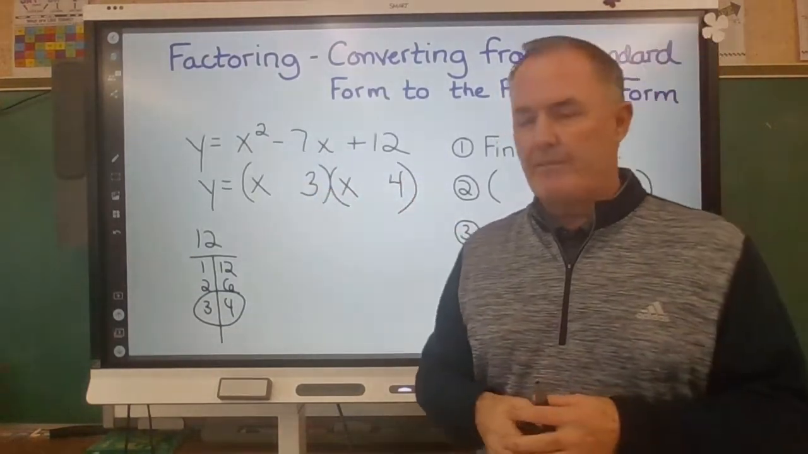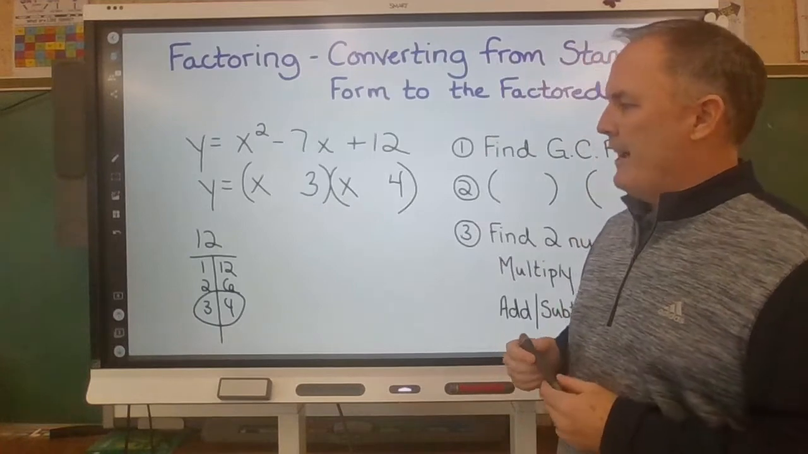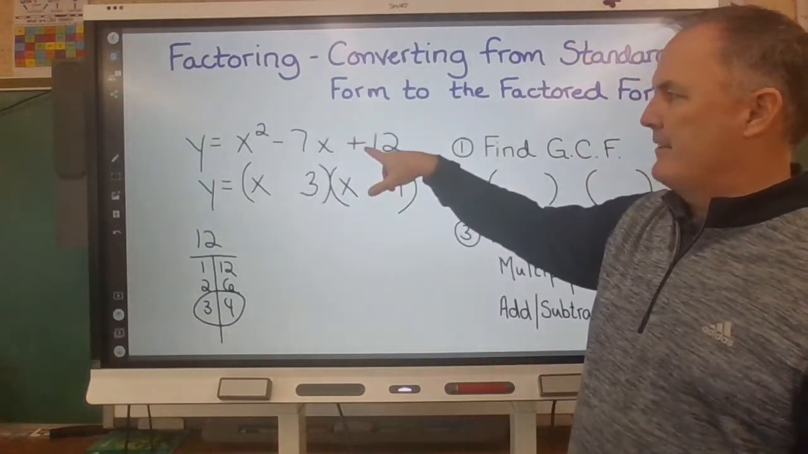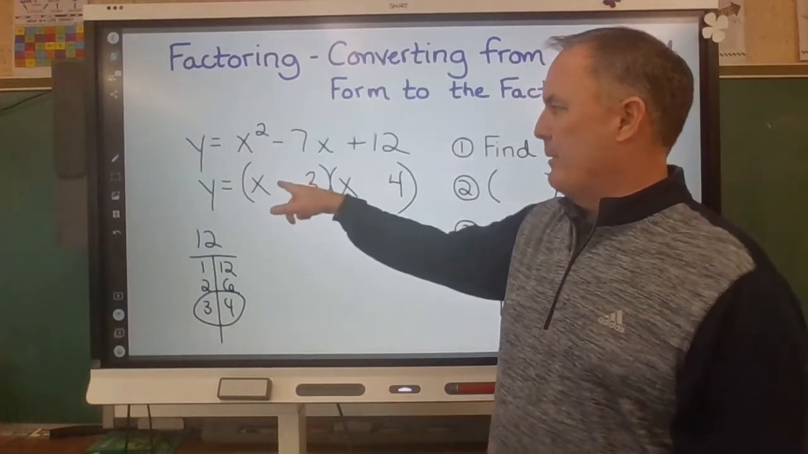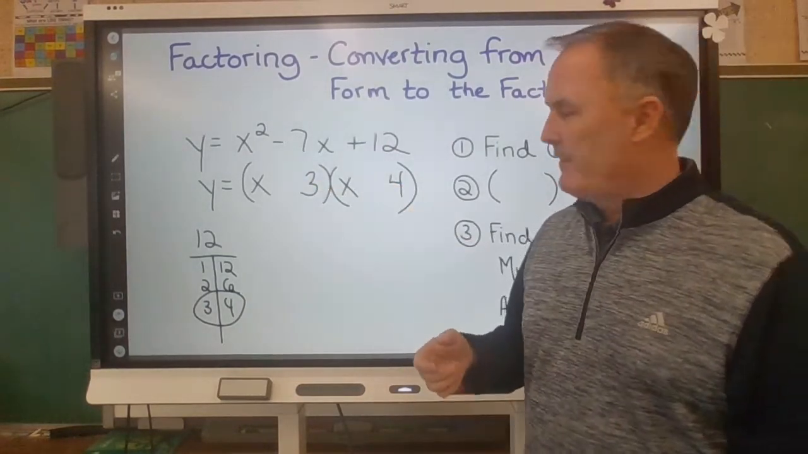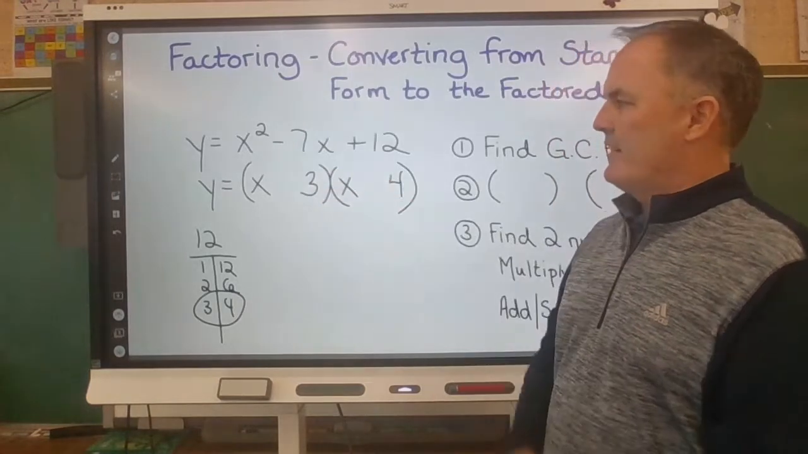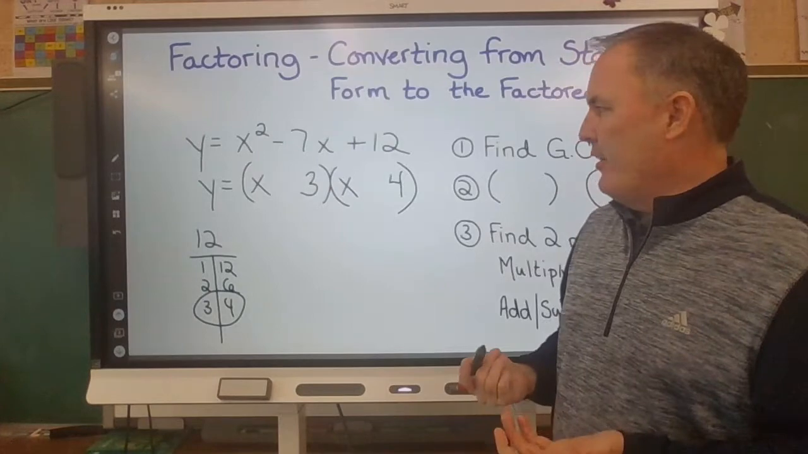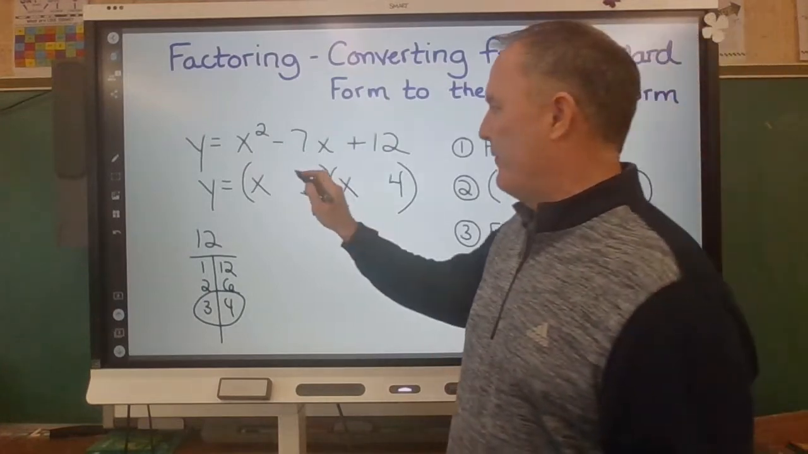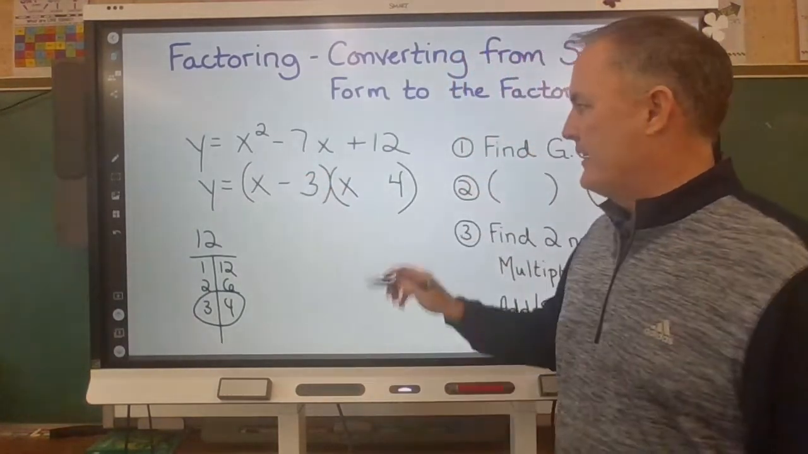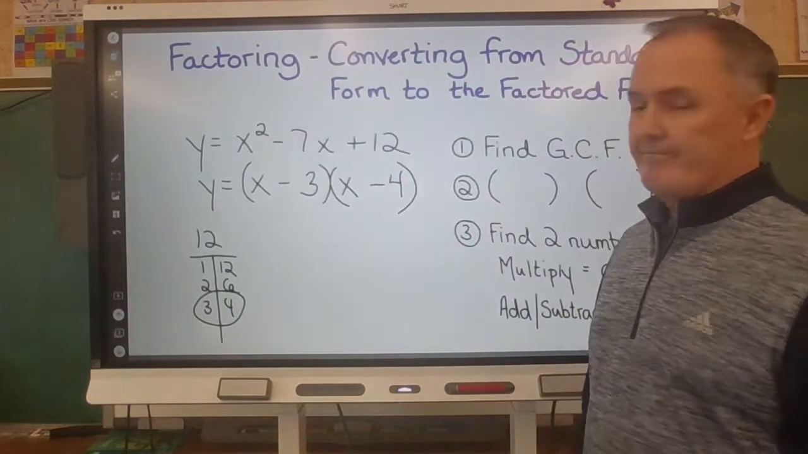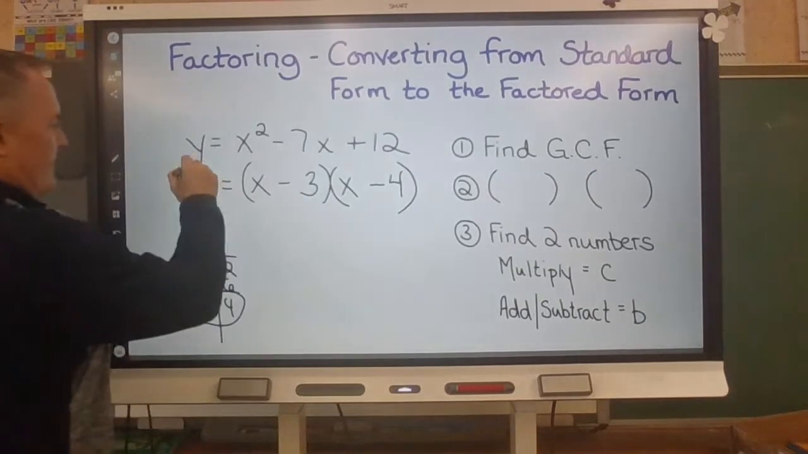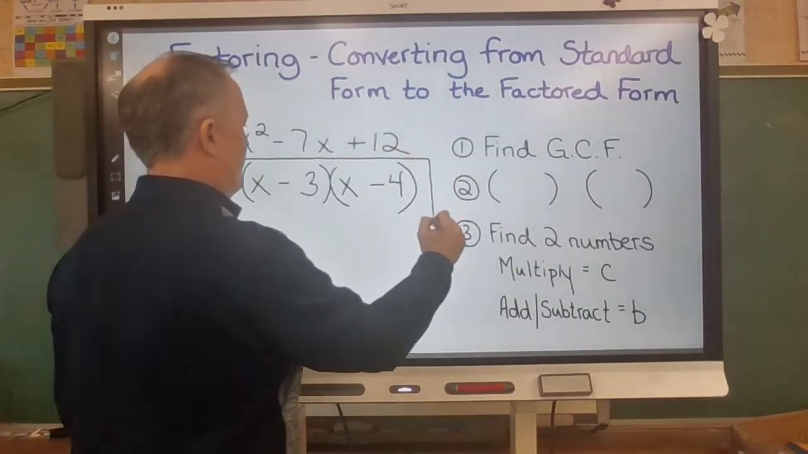It really doesn't matter. All right, so once we have that in there, now we got to figure out what signs go in here. Well, it's a positive 12. So they either need to be both positive or plus signs, or they need to be both negative signs. If we look out here, we have a negative 7. So there's only one way to get negative 7 with a 3 and a 4. That's to have a minus 3 and a minus 4. So that works out. So this would be our factored form of our standard form.